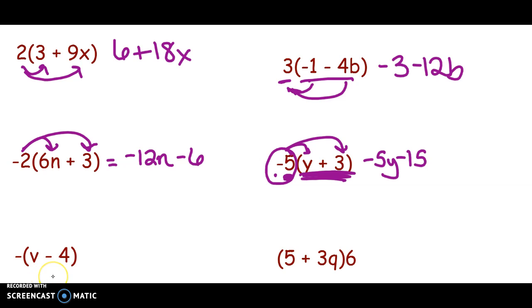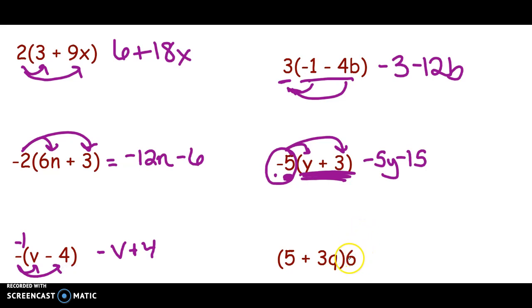Now, the negative outside of the parentheses, that's a negative 1. So I'm taking v minus 4 one time. So I have v minus 4. But because it's a negative 1, that means I want the opposite of it. So I have negative v plus 4. So you could tell yourself the opposite of v and the opposite of negative 4.